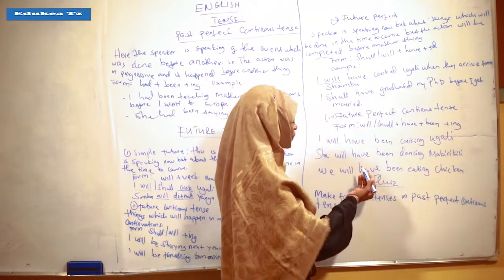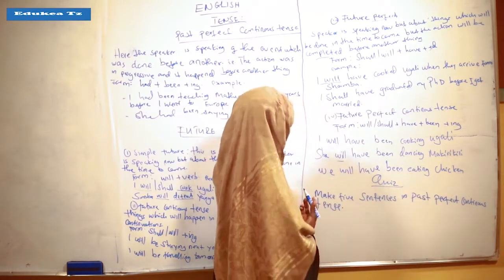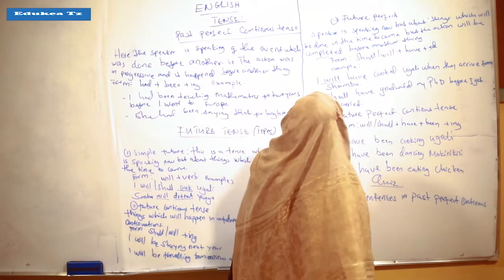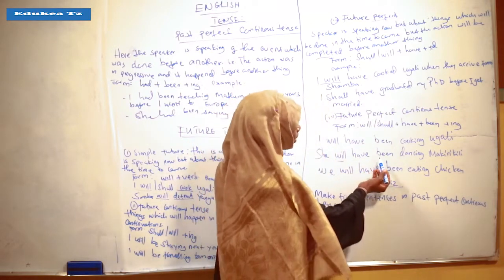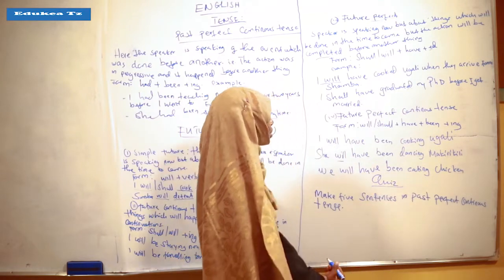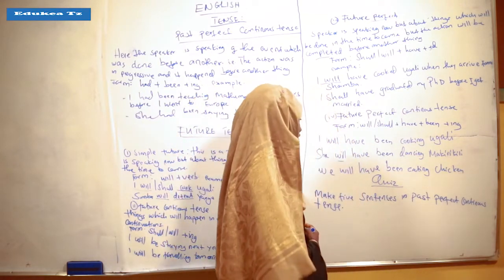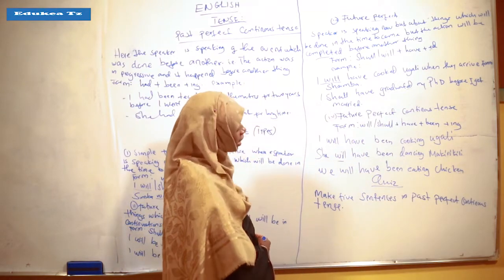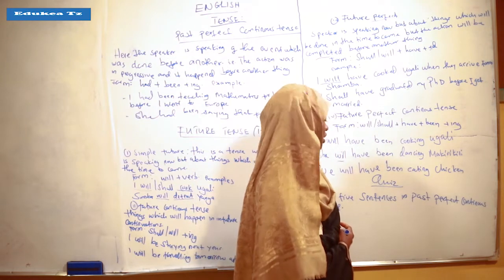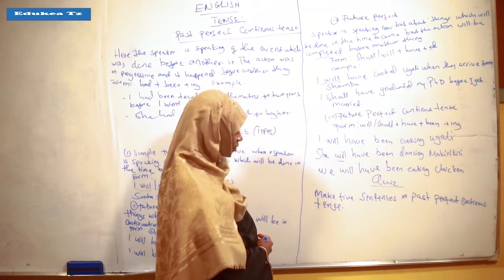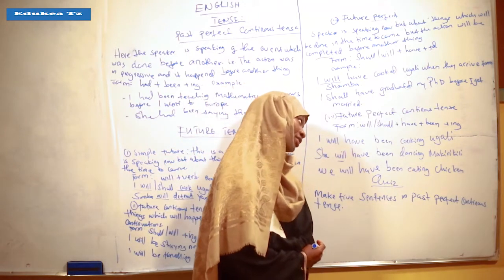She will have been dancing makilikili. Will marks the future time. Have marks perfect. Been with ing marks the continuation. I will have been dancing makilikili. We will have been eating chicken.